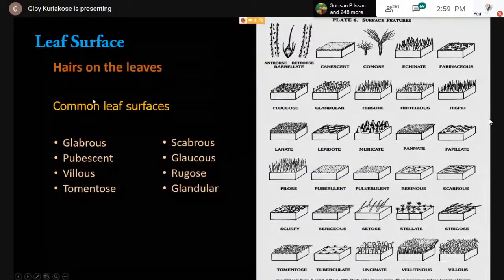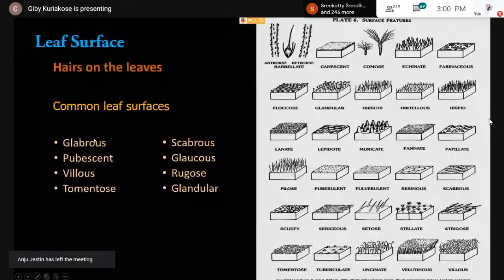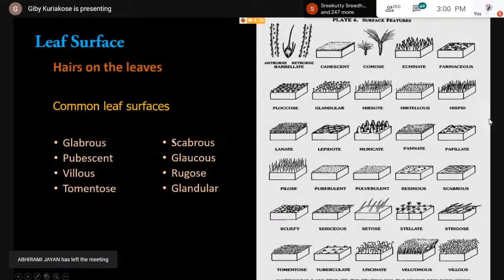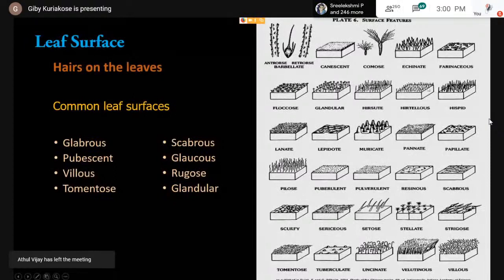There was another picture also. But there are a few characters which we can consider as common characters. One is glabrous, without any hairs. If a leaf doesn't have any hairs, you can consider it as glabrous. Then there are so many different characters or names or terminologies for differences in characters.